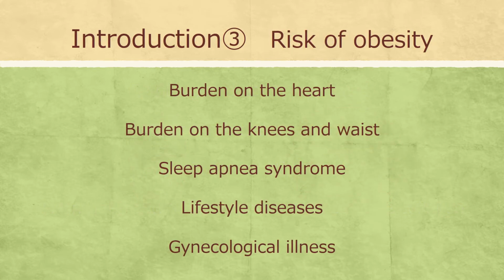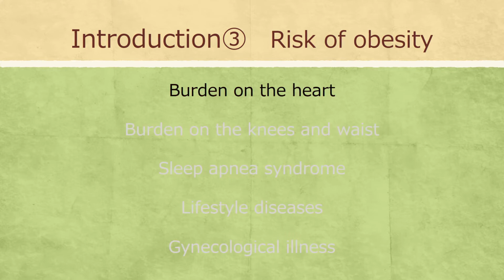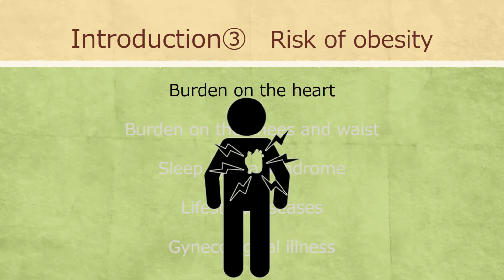Next, I will introduce 5 major risks of obesity. Burden on the heart. If the body becomes larger by obesity, it increases the burden on the heart. It also increases the risk of accelerating the promotion of dyslipidemia and arterial sclerosis.